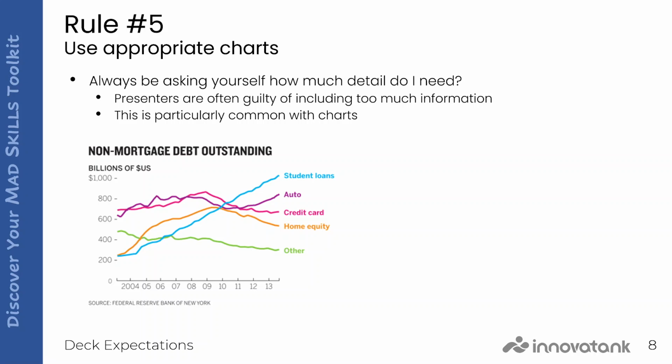The first rule is really using appropriate chart. Ask yourself how much detail you need. Often you're way too guilty of putting too much information. And that happens a lot on charts, making sure that you don't have a lot of zeros. You've got the right items on the borders. You've sourced it if you need to source it, those types of things. Having a title that explains what it's about, and really ask yourself, is the graphic, especially if it's a chart, showing the trend that I want it to show? Because that's really what a chart is all about.